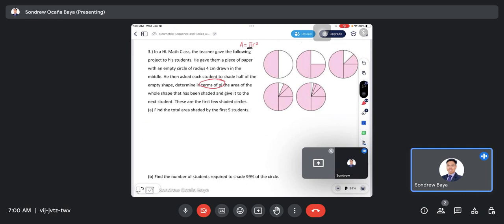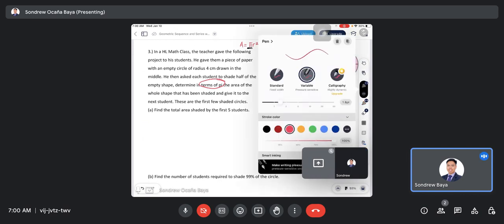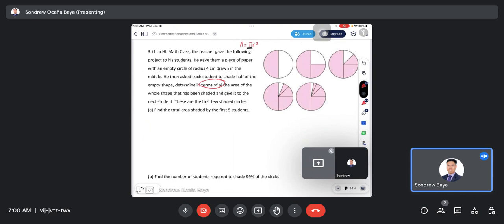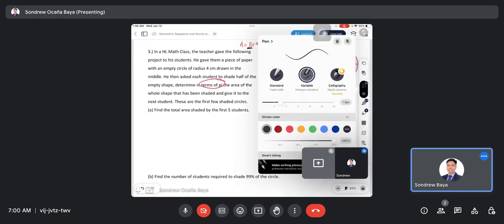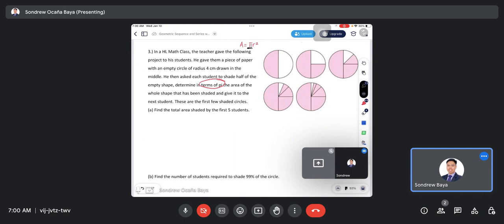Okay? So in the first circle, the first student actually shaded half of it. So the area shaded will simply be half of pi times 4 squared, 4 being the radius. This would give us 8 pi. So that is the area shaded in the first circle.